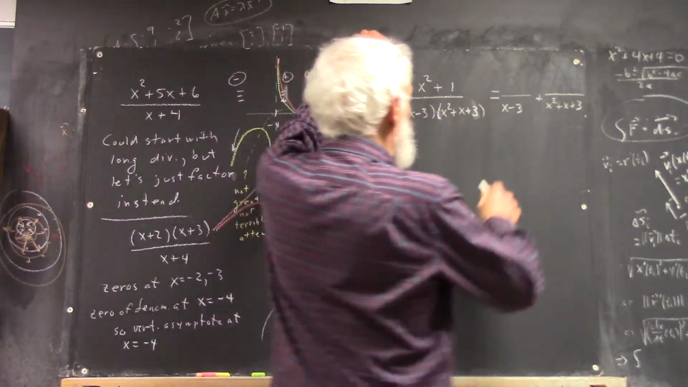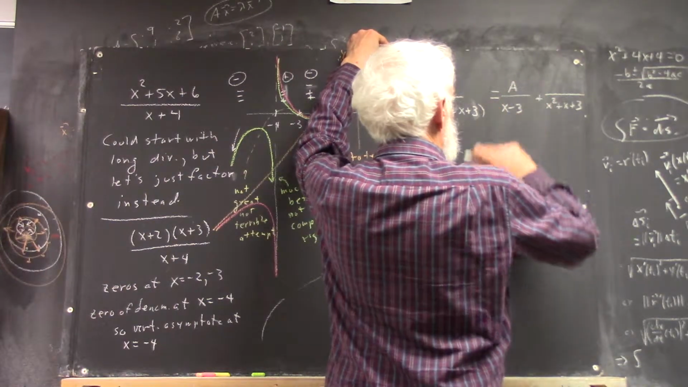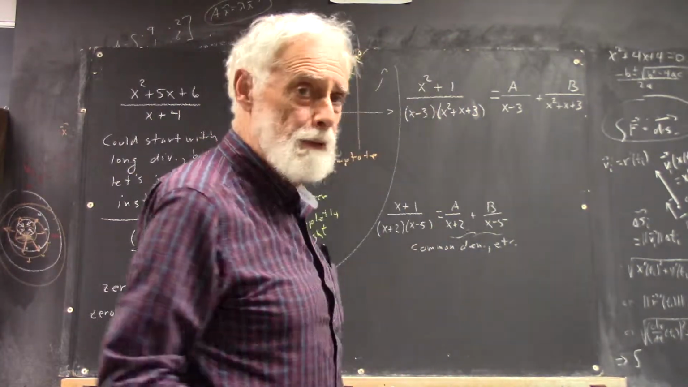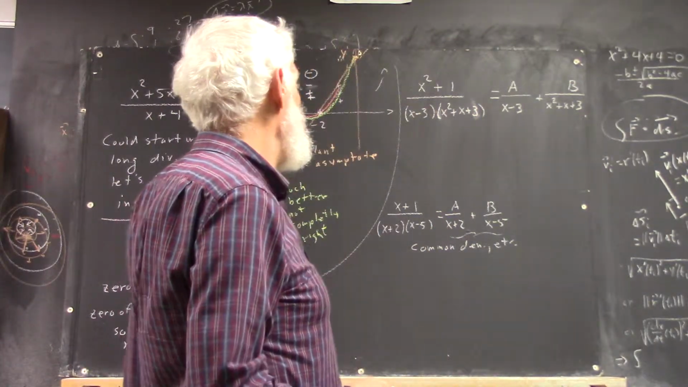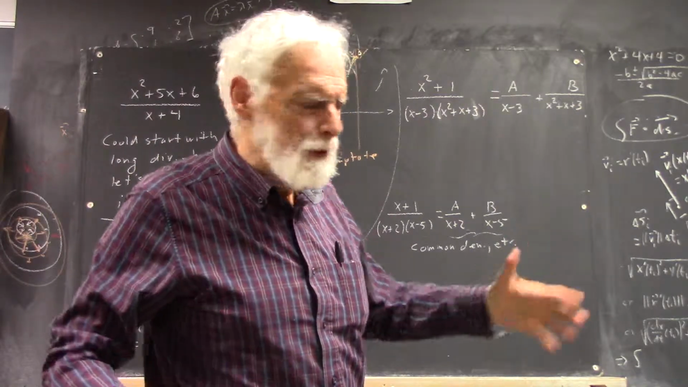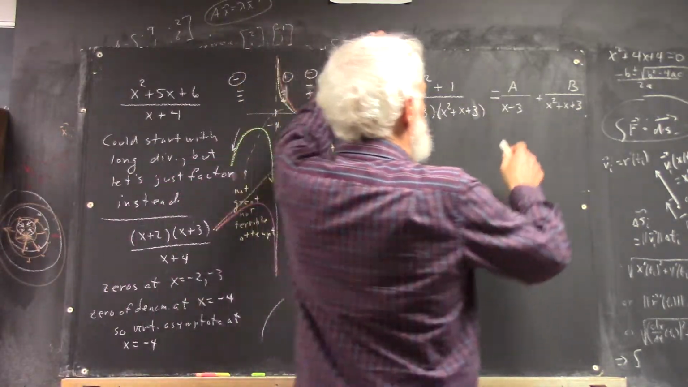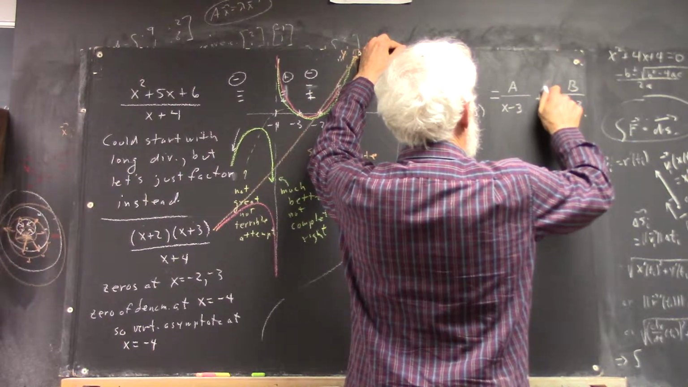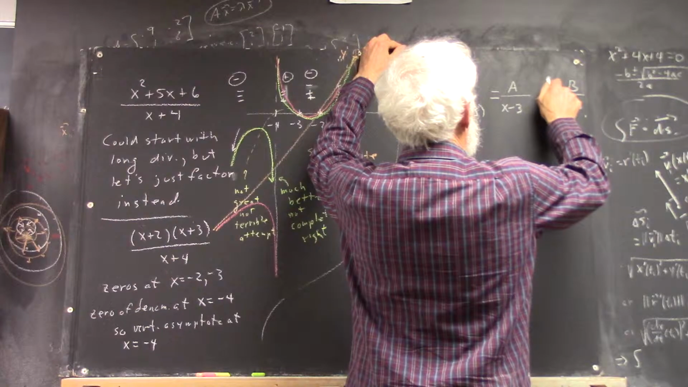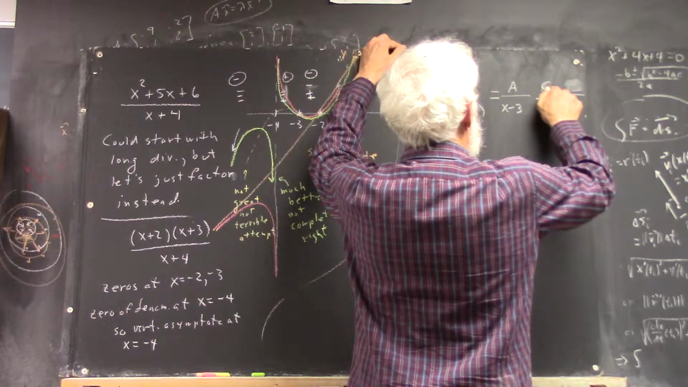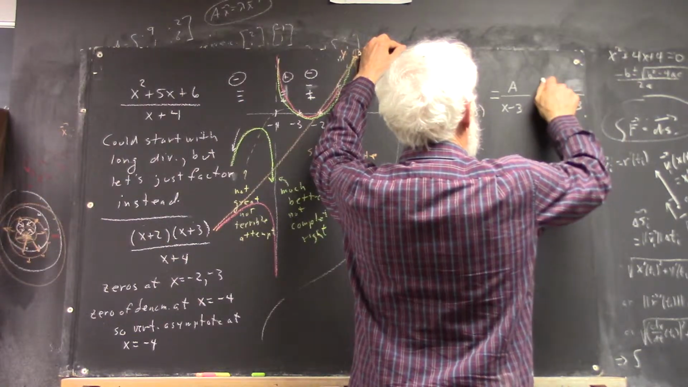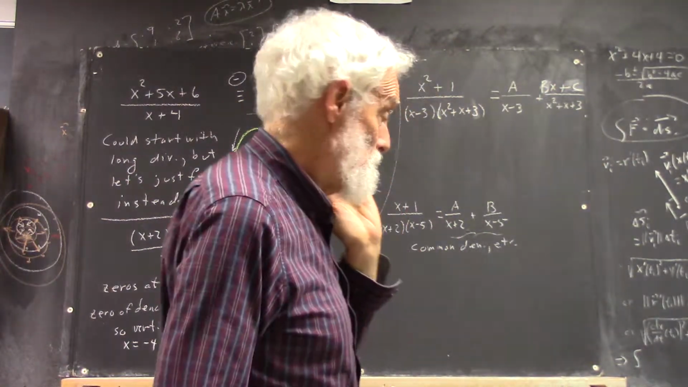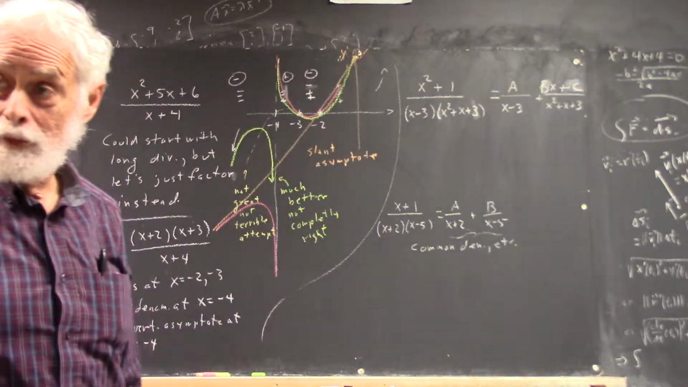We're going to say, okay, I've got a over x minus 3. That's going to be fine. Now I'm going to want b over this, but that's not going to be enough, for reasons that I'm not going to try to explain right now. Instead of just b, I'm going to write bx plus c here. Okay?